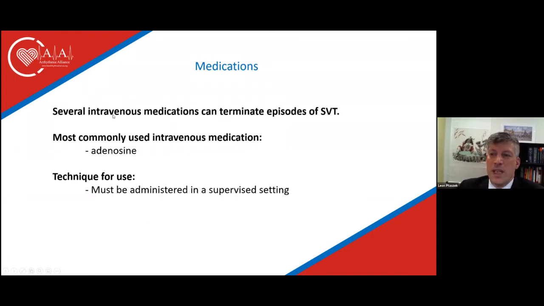There are also intravenous medications that can terminate episodes of supraventricular tachycardia, including IV forms of beta blockers and calcium channel blockers. There is one distinct medication that can be used to terminate an episode of supraventricular tachycardia. This is called adenosine. All IV medications need to be administered by a healthcare professional in a supervised setting. So these are not things that patients can typically use on their own, the way they might have used a pill-in-pocket approach, for example.